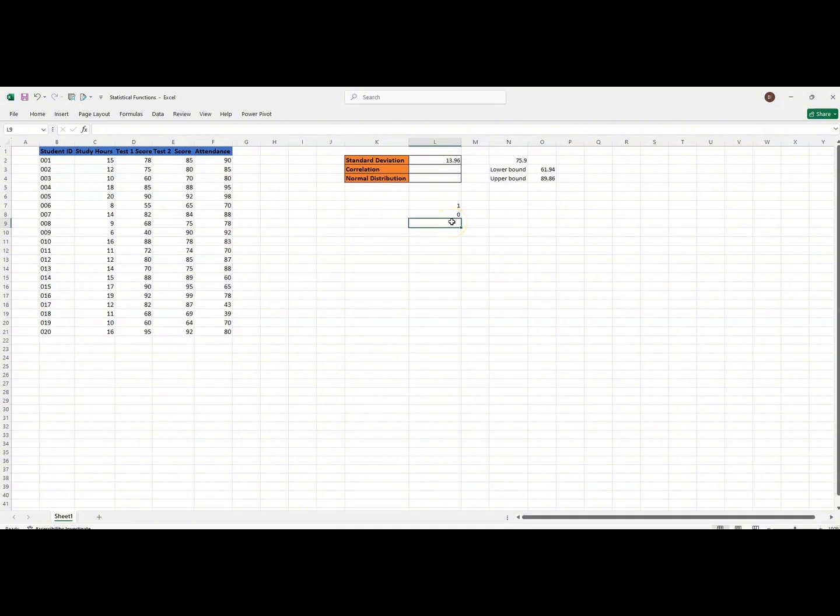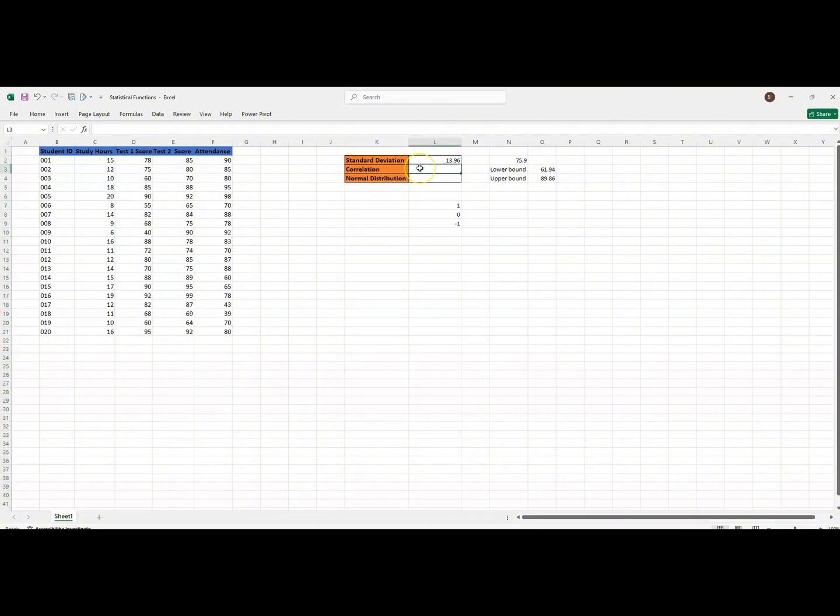If it returns -1 or values close to -1, it means that there's a strong negative relationship. That is, as one variable is increasing, the other one is decreasing. So let's look at this. We have a column here for study hours and test 1 score. I want to look at the correlation between the study hours and the test score.